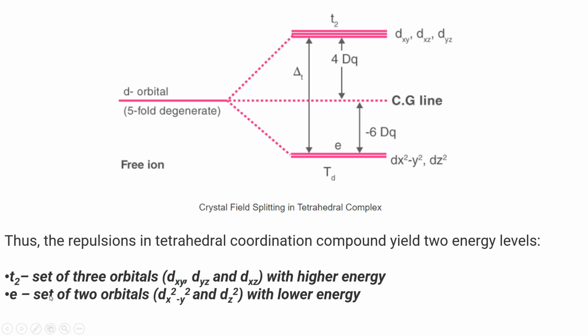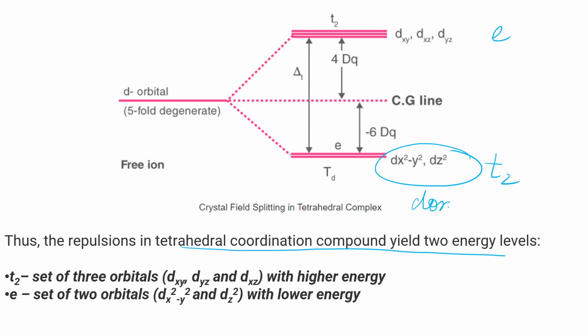Here you can see that the repulsion in the tetrahedral coordination compound yields two energy levels. The lower one is called T2 and the upper one is called E. Here we do not use D. Do not use G because G defines center of symmetry.